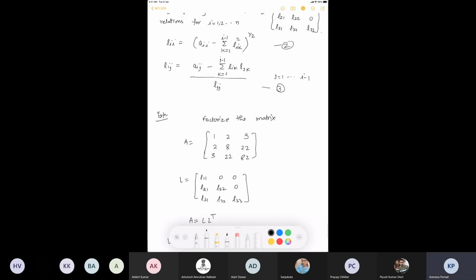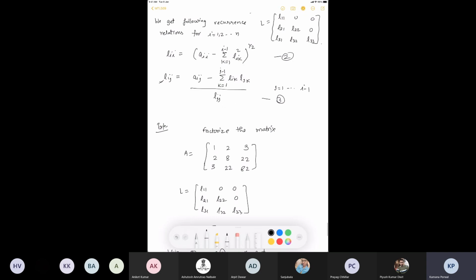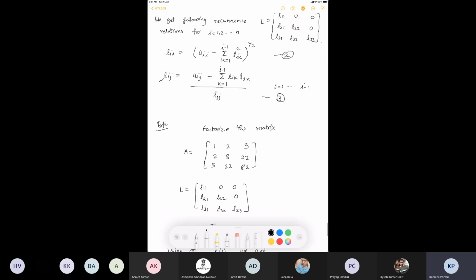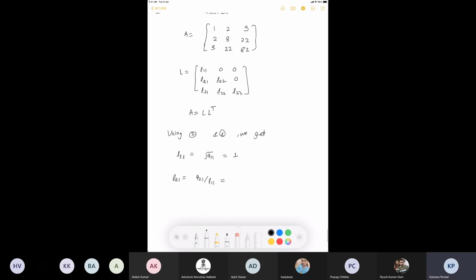Now, I can compute from here because i is equal to 1, i is known to me. So I'm going to compute L21 from here. If I use 3, I can compute L21. And what is it going to be? We have A21 minus the summation, which is from k equal to 1 to j minus 1, and j is 1 here. So this summation is not contributing. So I simply have A21 divided by L11. So this is simply 2 divided by 1, which is 2.